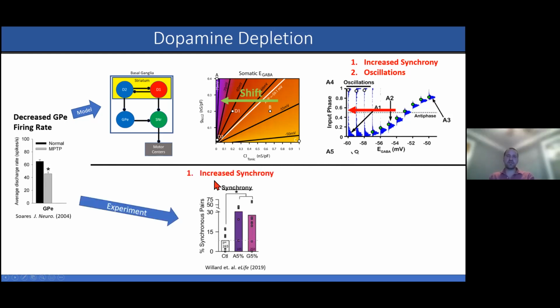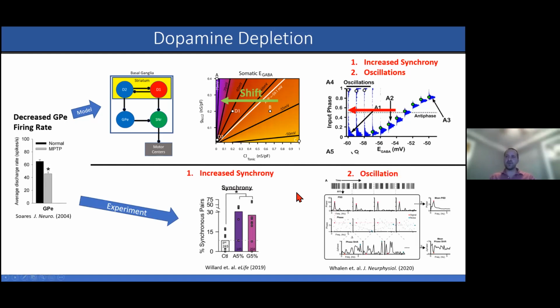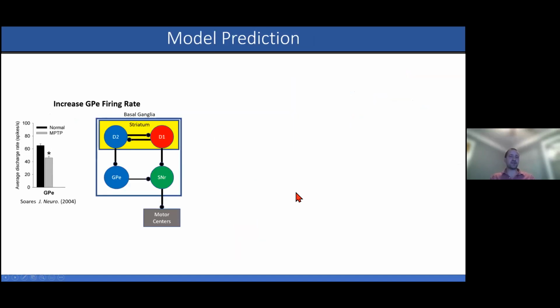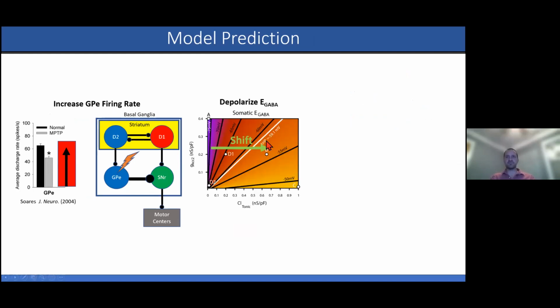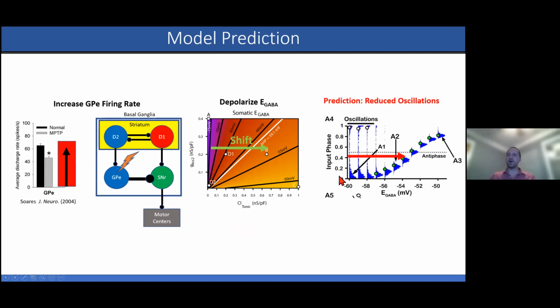So in dopamine depletion, you see an increase in the synchronous pairs within the SNR, and you see the emergence of these slow oscillations. The next question is, can you counteract these? Can you optogenetically stimulate the GPE to increase the tonic load back to the SNR? From our model, you would predict this should shift the chloride load back up and increase E-GABA, and that should shift you on this curve, so you should decrease synchrony and remove the oscillations. So we did that experiment.